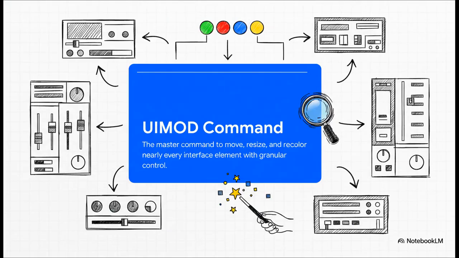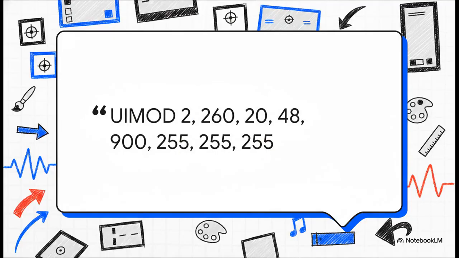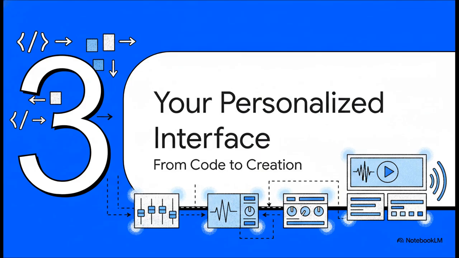And now, for the powerhouse, UI mod. This is the master command, the big one. It gives you this incredibly precise, granular control over the position, size, and color of pretty much every single thing on the screen. If you want to move it, resize it, or repaint it, UI mod is how you do it. So let's just look at an example here. This line is targeting UI element number 2, that's the main title, and it's telling it exactly where to go on the screen, how big the font should be, what weight to use, and what color it should be. We're talking pixel-perfect control.